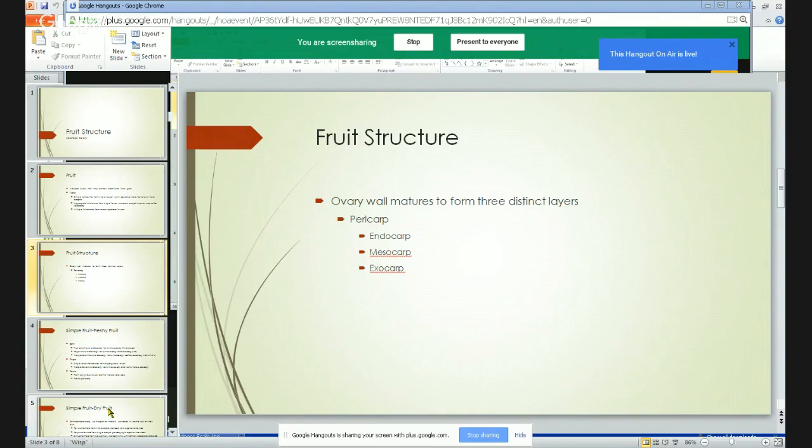The endocarp is the innermost portion. The exocarp is the outermost layer. So, all three together make up that pericarp. If you look at your drawing there, the seed's in the middle. It's not the endocarp. The endocarp goes around the seed. Sometimes it's fused to it, sometimes it's free. So it just depends on the fruit.